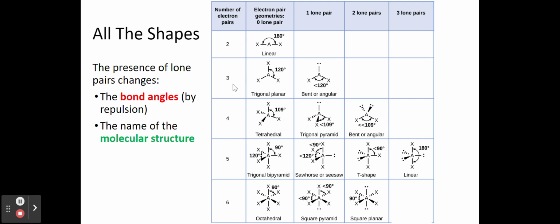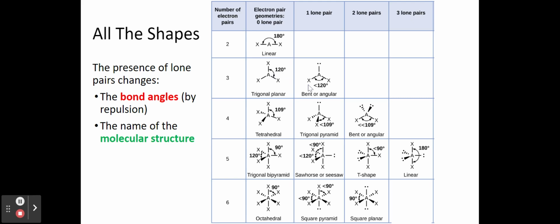But we have something a little bit different when we look at 3 electron domains. Perhaps all three things coming off the central atom are bonding pairs of electrons. The electron geometry and the molecular geometry would be the same, and we would call that trigonal planar. And the bond angle would be 120 degrees.